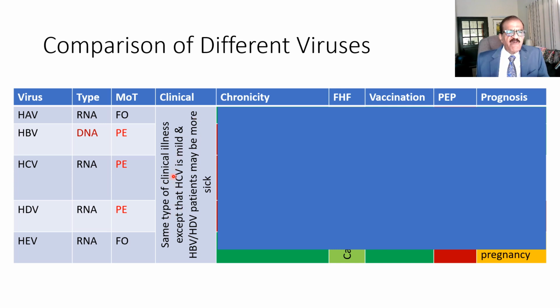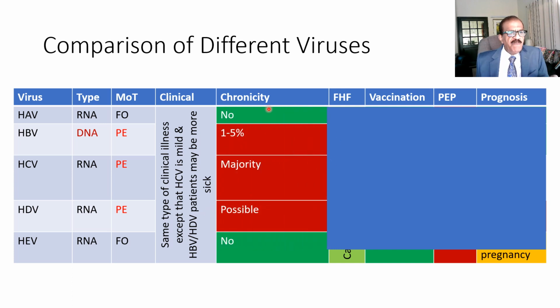Clinical, same type of clinical illness, except that hepatitis C is mild. If at all it causes acute hepatitis, it would be very mild, and hepatitis B and D patients are more likely to become more sick. Chronicity, hepatitis A never causes chronic disease, and hepatitis E also does not cause chronic disease. There are some exceptions, but I think generally you should still believe that hepatitis E does not cause chronic disease, and hepatitis B will cause chronic disease in 1 to 5%.